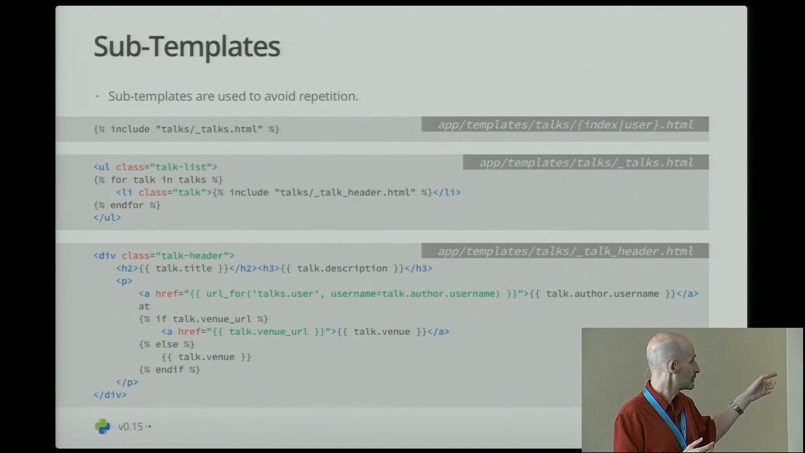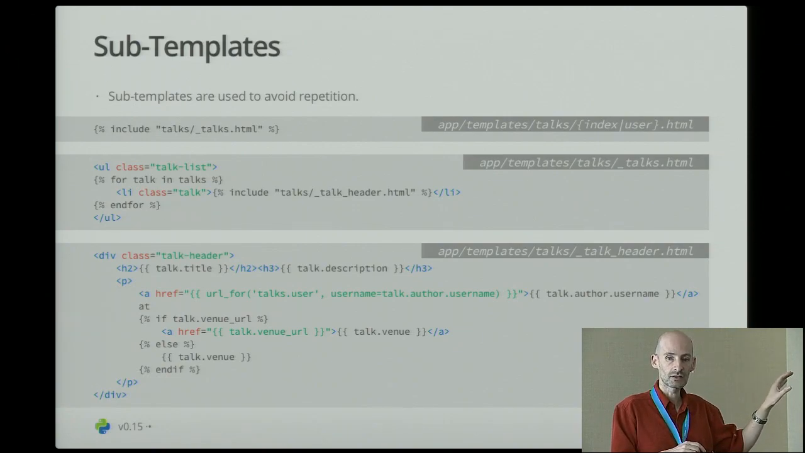Inside the UL, there's a list element for each talk, and I know that later I'm going to need to render individual talks. So instead of embedding the talk here, I put in another layer of subtemplate, and I include a talk header subtemplate, and that will render the title and the description of the talk. That's the one at the bottom.